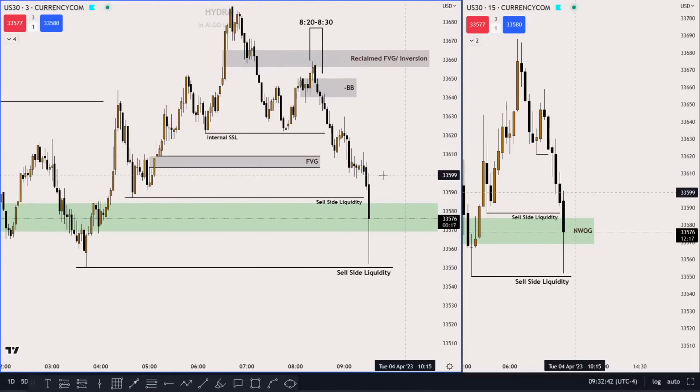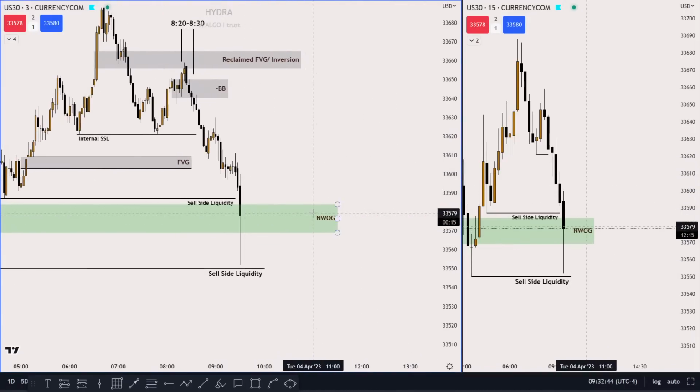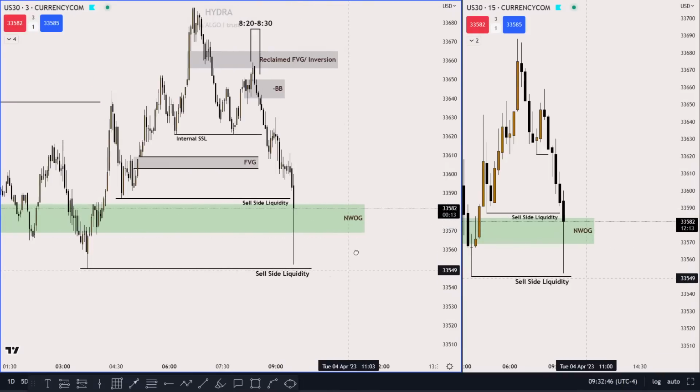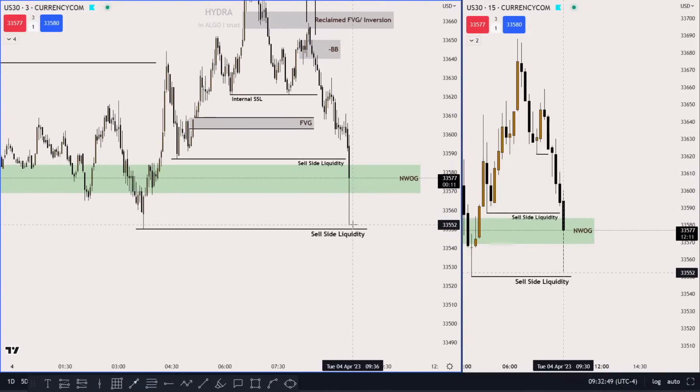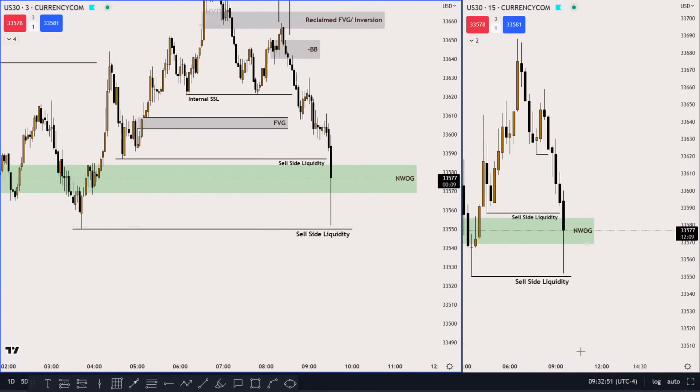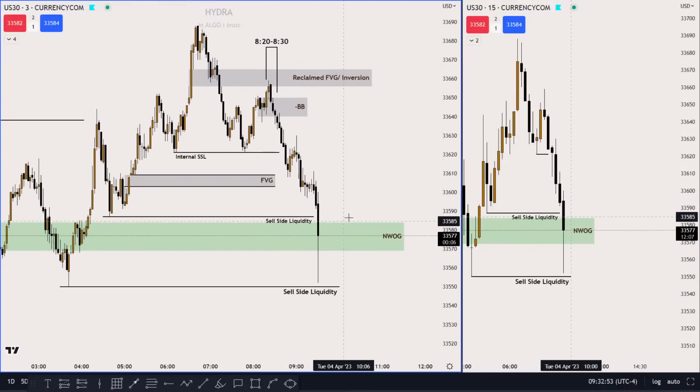That's not. Anyway, just keep in mind that we are inside of this new week opening gap and we just generated another equal low, right? And that's a 9:30 volatility.